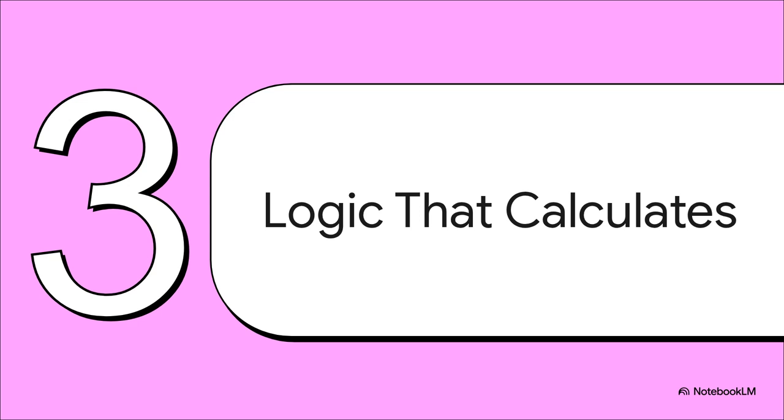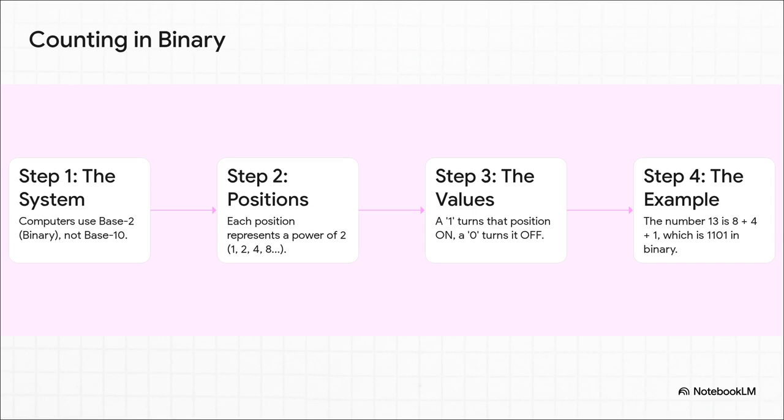This right here is the aha moment. This is where we combine these simple little gates to do something genuinely useful. First, a super quick refresher on how computers count. We use a base 10 system with 10 digits. Computers only have 2 digits, 0 and 1. So they use base 2, or binary.